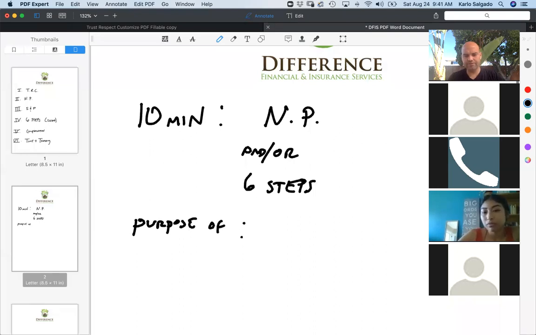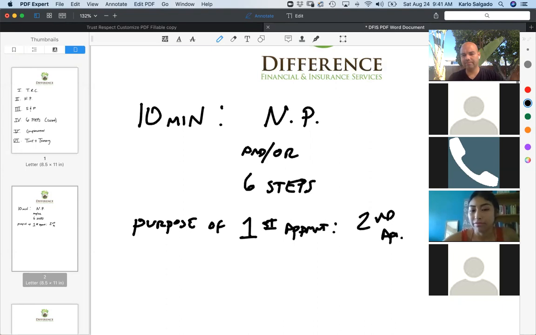Your purpose for the first appointment is not to go and close a sale. It's not to bring them on board in your business. The purpose of a first appointment is just to get a second appointment. That's it. That's all you want to do here, guys, and I just want you to be aware of that. All I need to do is present what I do in a way that's compelling enough for someone to say, oh, you know what, I think I want to learn more about this.